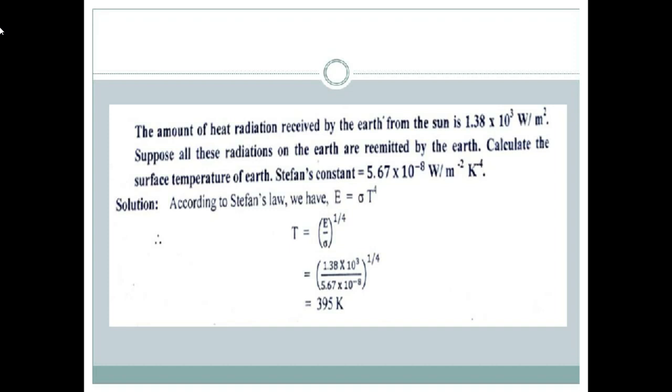The amount of heat radiation received by the earth from the sun is 1.38 × 10^3 watt per meter square. Suppose all this radiation on the earth is re-emitted by the earth. Calculate the surface temperature of the earth. Stefan's constant is equal to 5.67 × 10^-8 watt per meter square per K^4, which is given. According to Stefan's law, E = σT^4. So T = (E/σ)^(1/4). After substituting the values and solving, you will get 395 Kelvin.